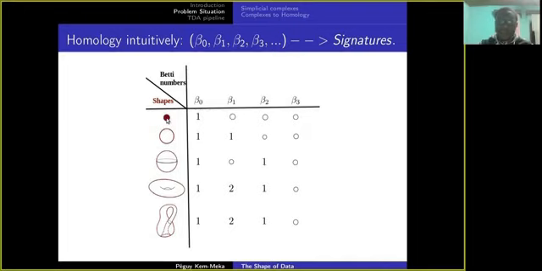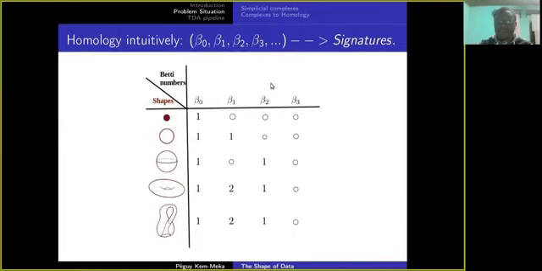For example, if my data is just a point, the Betti number 0 will be 1, the Betti number 1 will be 0, the Betti number 2 will be 0, the Betti number 3 will be 0, and all the rest of the Betti numbers will also be zeros. If my data is instead a torus, my Betti number 0 will be 1, my Betti number 1 will be 2, my Betti number 2 will be 1, and all the rest of the Betti numbers from 3 will be 0. So when I have my data, I can always compute Betti numbers to detect the shape of my data.